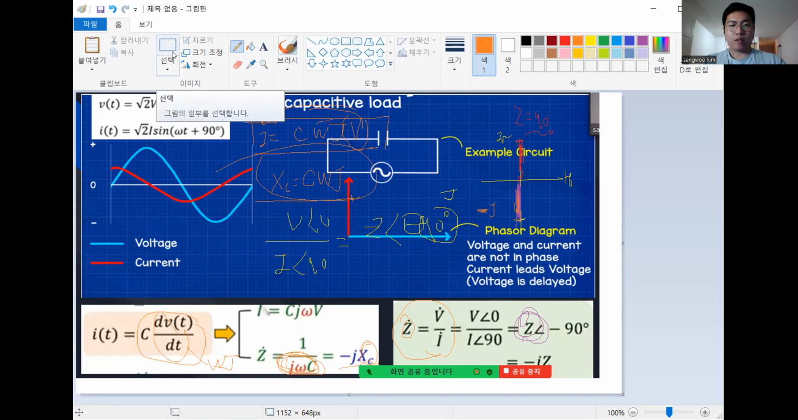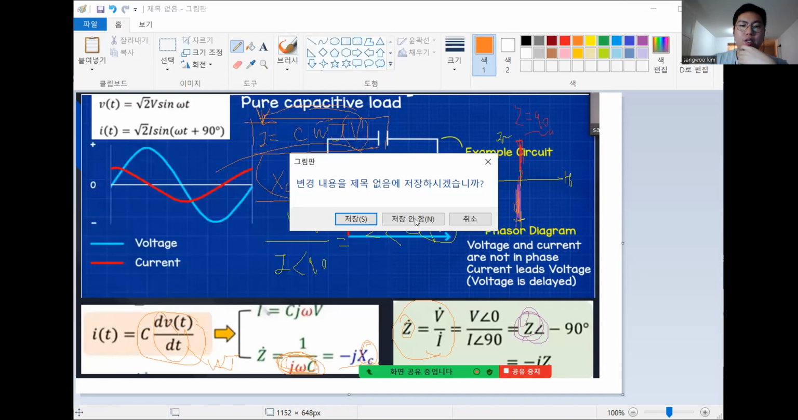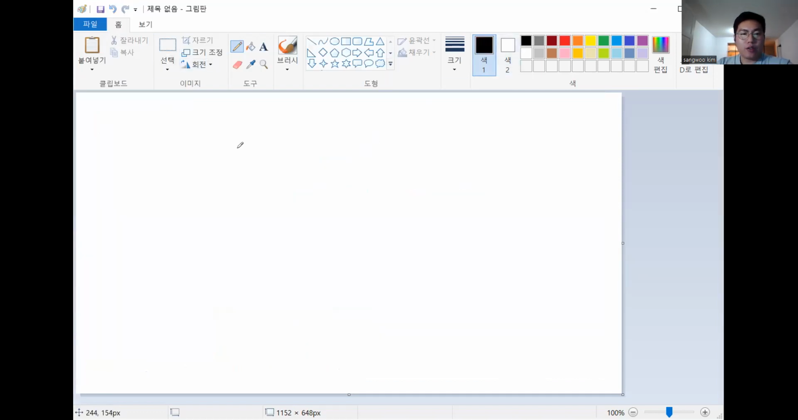Do I need to explain something more? Yeah, I'm double checking. Do I need to explain more about this part? Yeah, I guess it's fine about the capacitor part. Let's move on, guys.